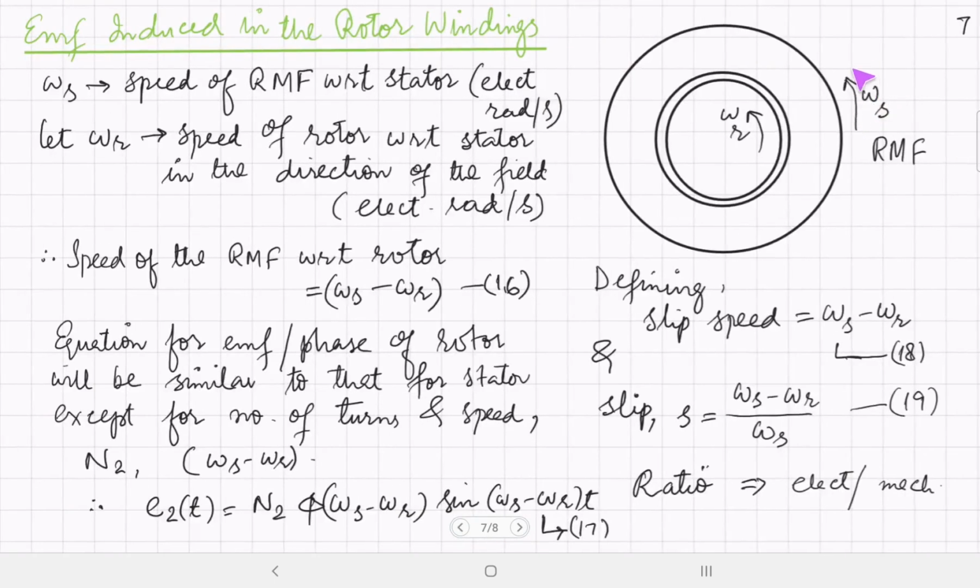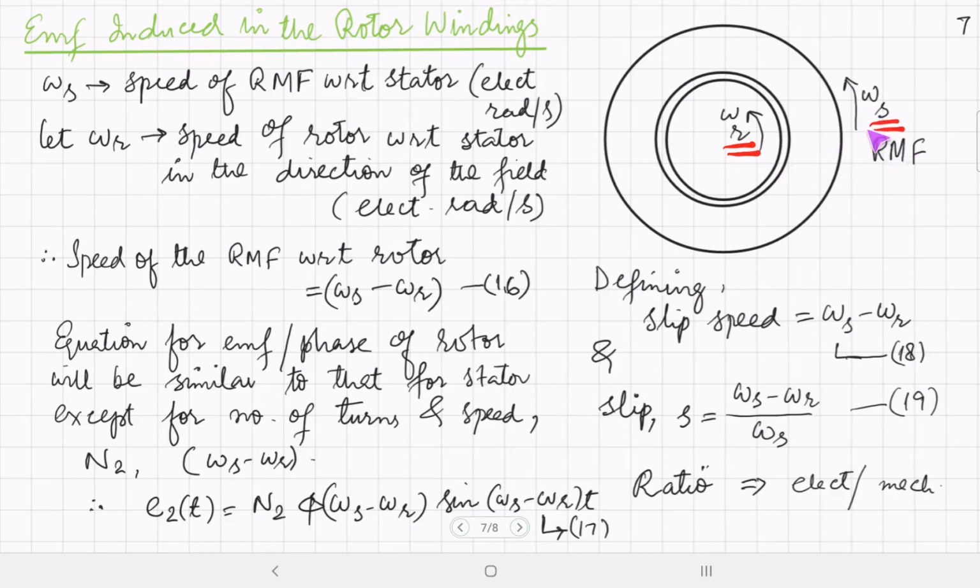So let's now discuss the EMF induced in the rotor windings. We again know that we have a rotating magnetic field which is rotating in the counterclockwise direction at a speed omega s radians per second. Now we have a rotor, and suppose the rotor is rotating in the direction of the rotating magnetic field at a speed omega r, both expressed in radians per second but as an electrical angle.